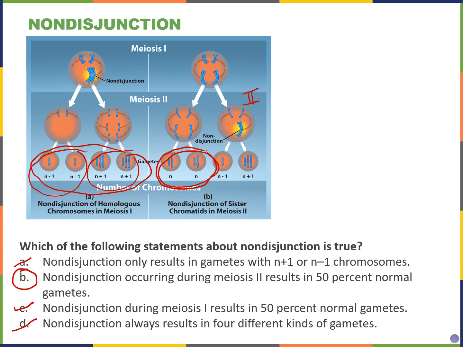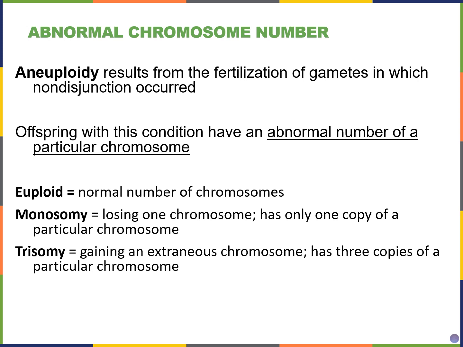That leaves me B. If nondisjunction occurs, we're going to get an abnormal number of chromosomes, and this is known as aneuploidy. So one example I mentioned earlier was trisomy 21 or Down syndrome.